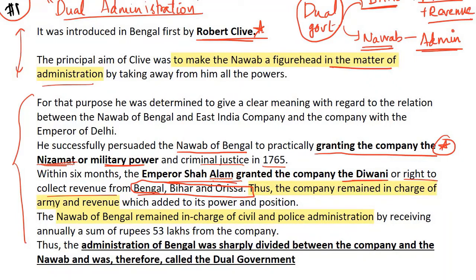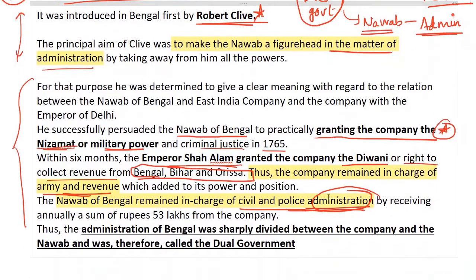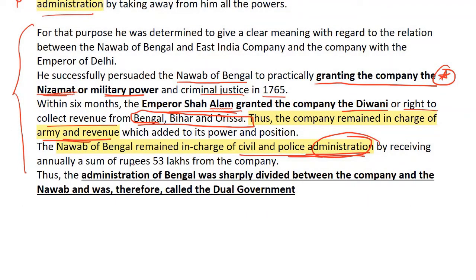So thus the company remained in charge of army and revenue after this, and Nawab of Bengal remained in charge of civil and police administration. Civil and police administration किसके हाथ में था? नवाब के हाथ में. तो इस तरीके से एक dual government system establish हुआ, and the administration of Bengal was sharply divided between the company and the Nawab, और इसकी वजह से इसको क्या बुलाया जाता है? Dual government. एक sharp division था. Army plus revenue was in the hands of the British. Administration, that is civil and police administration, was in the hands of the Nawab.